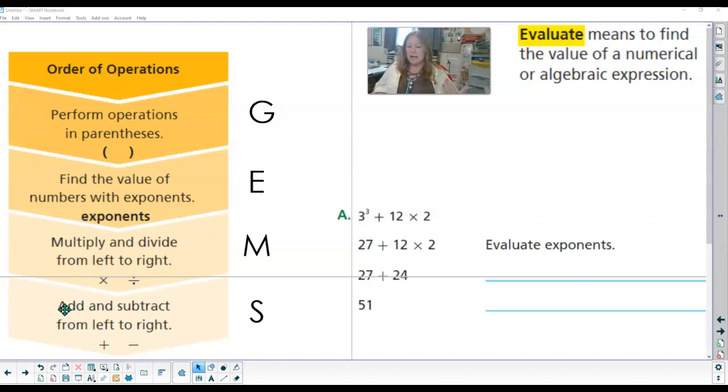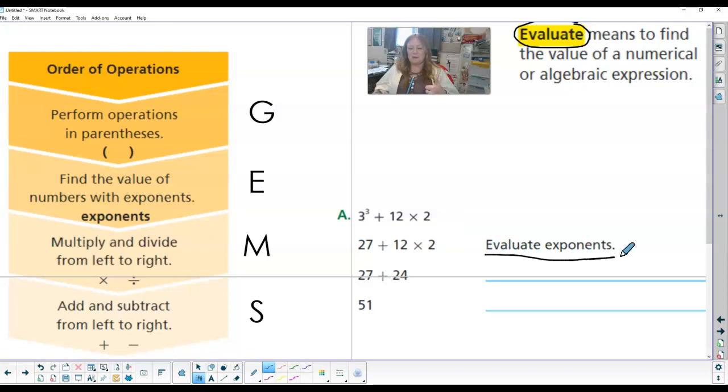So just because this says add doesn't mean you do that first. You do whichever one you come to first. So on these, we're going to be evaluating. That just means solving to find the answer. When I evaluate something, I look at it, I analyze it, I solve it. So on these, we're just going to be saying, what did they do?